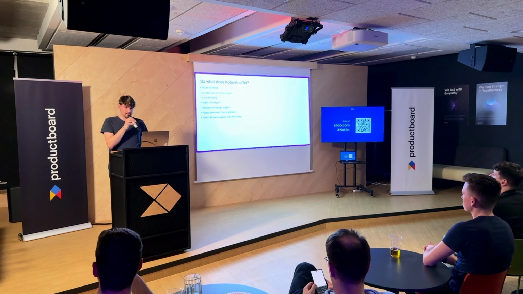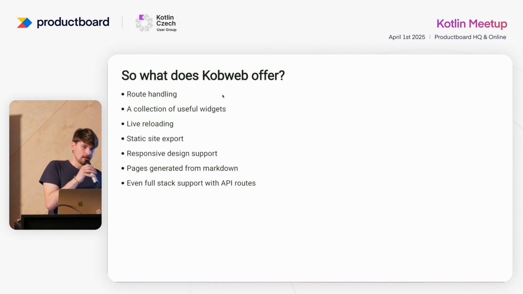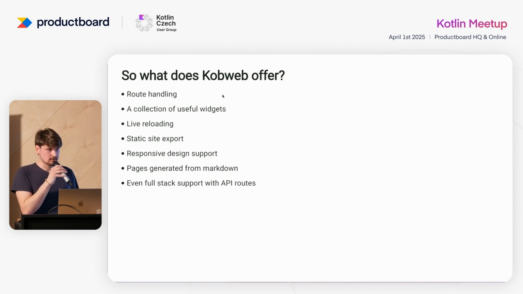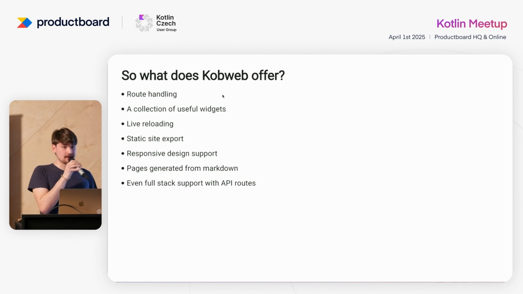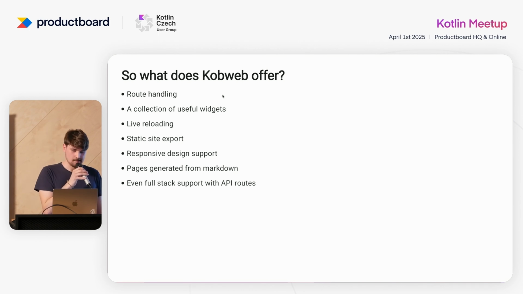Cobweb also offers a command line tool, which can support your development with live reloading. It does static site exporting, so for deployment. It supports responsive design, and there's an interesting feature where you can generate pages from Markdown. There's some custom syntax, and there's a lot to it, but it can be useful, for example, when there's a lot of content and you wouldn't want to program it in standard Compose. So you just write it in Markdown and it gets exported as a nice page.